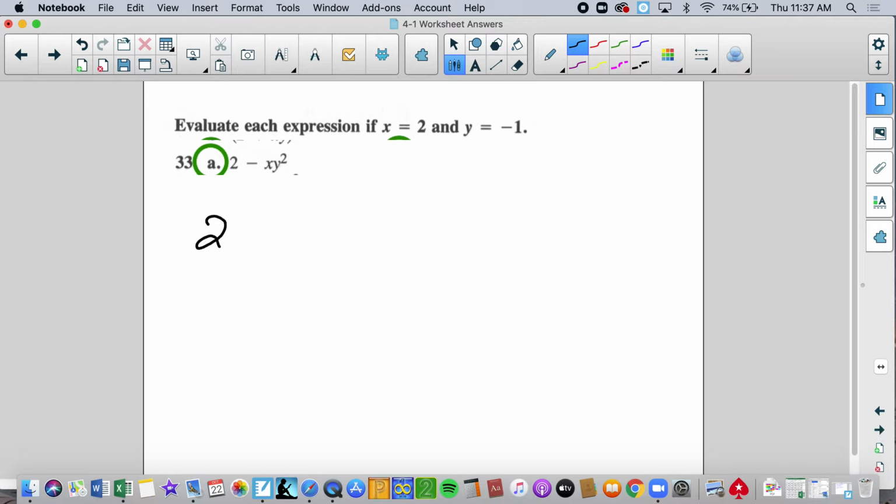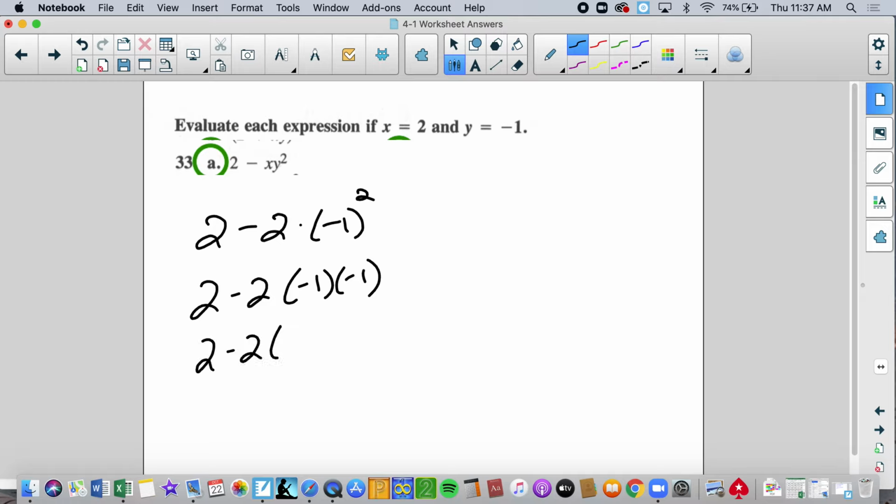33, we have 2 minus x times y to the second, which is negative 1 squared. We're going to do exponents first. Negative 1 squared. Negative 1 times negative 1. Negative 1 times negative 1 is 1. We're going to do multiplication before the subtraction. So negative 2 times 1 is negative 2. And we get 0 again.